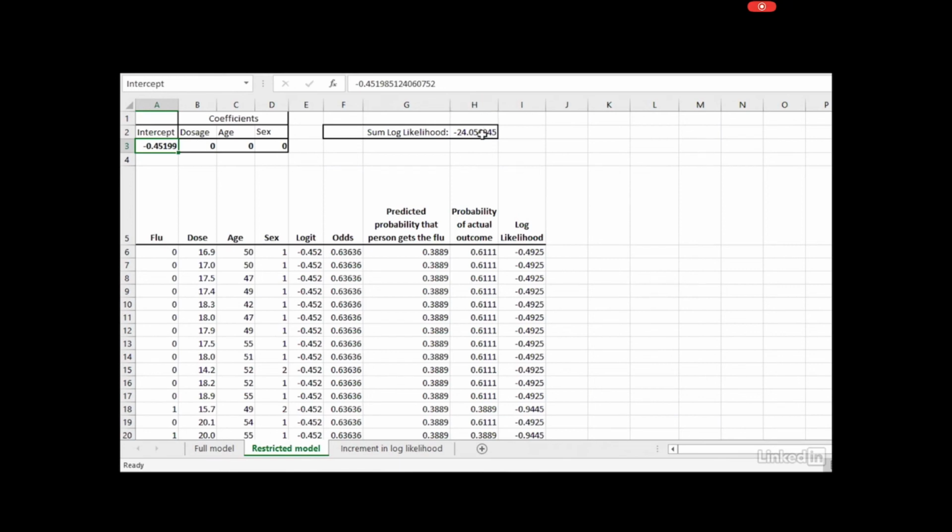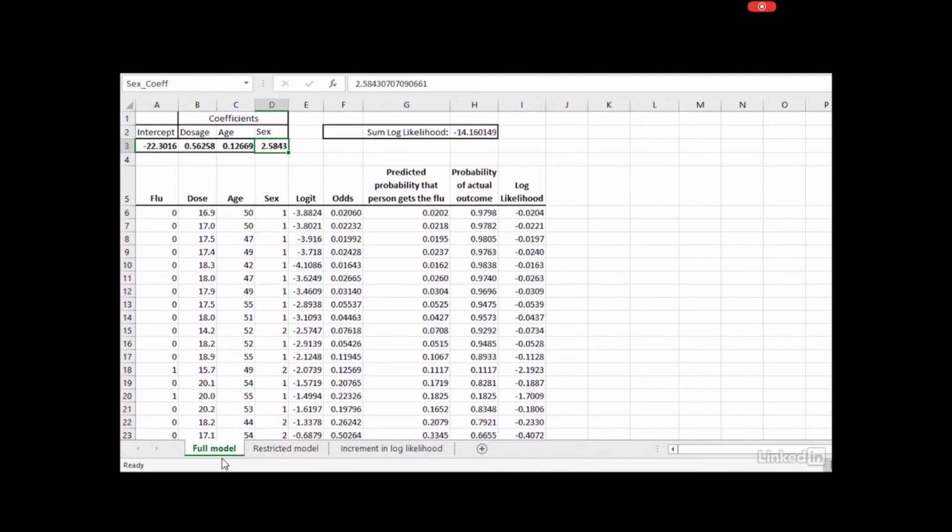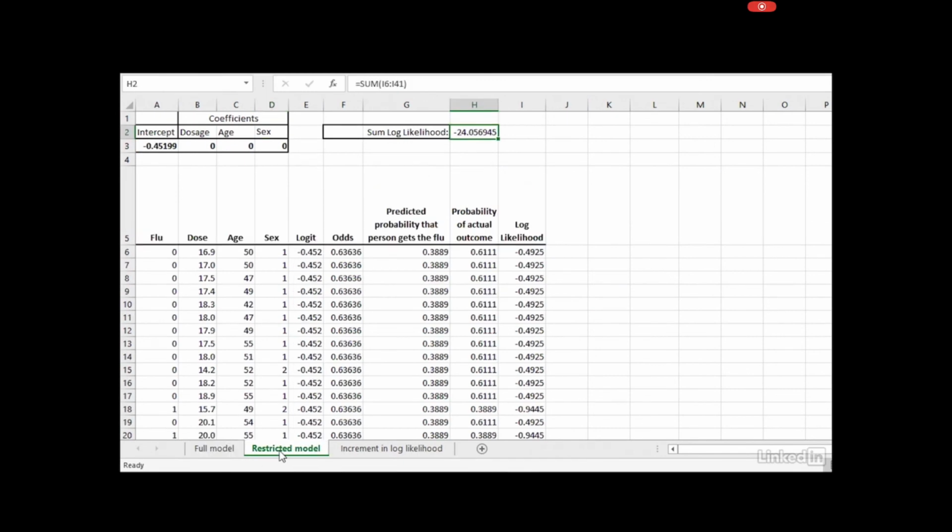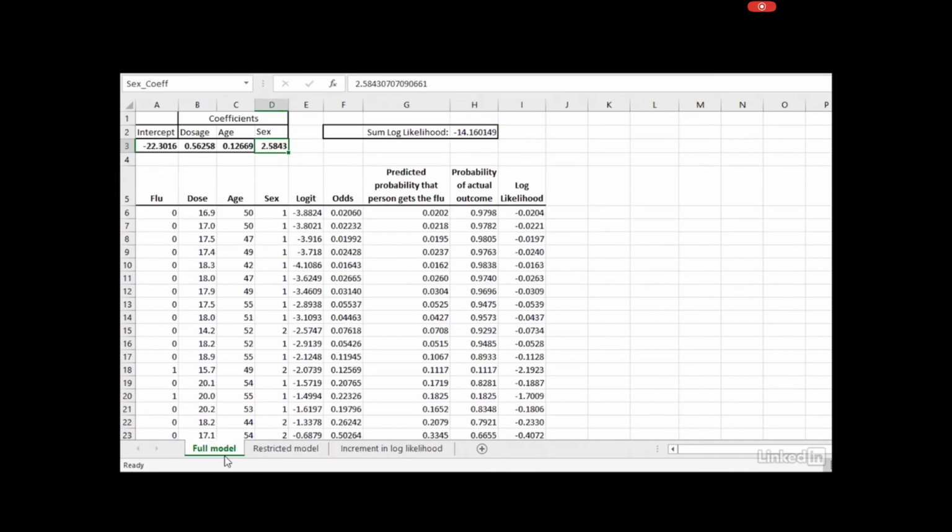The result is that we get a sum of the log likelihoods of minus 24. Now, that's a lot further away from 0 than we had in the full model, where we had a sum of the log likelihoods of minus 14. So we know that we've got a better prediction from the full model than from the restricted model, but can we depend on it? Can we depend on getting a sum of the log likelihoods of minus 14 if we were to take a different sample of cases?